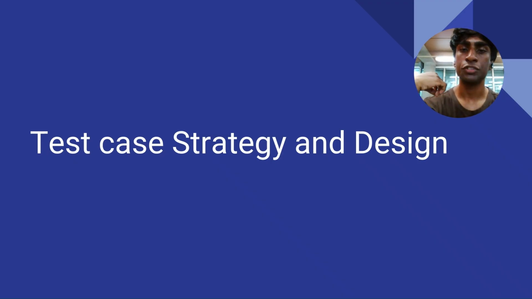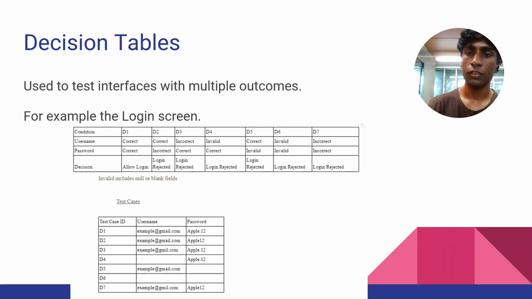Moving on to test case strategy and design. For the Amazing Lunch Indicator app, we use three strategies. Firstly, decision tables. Then we use scenario testing as well as equivalence partitioning.